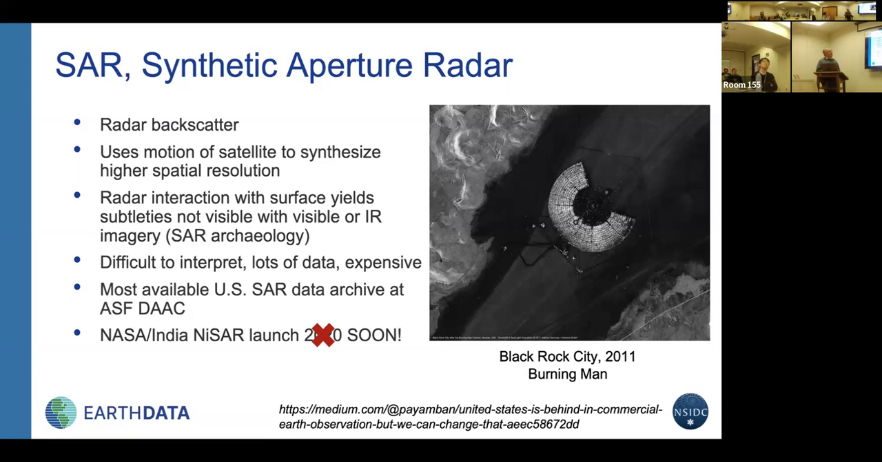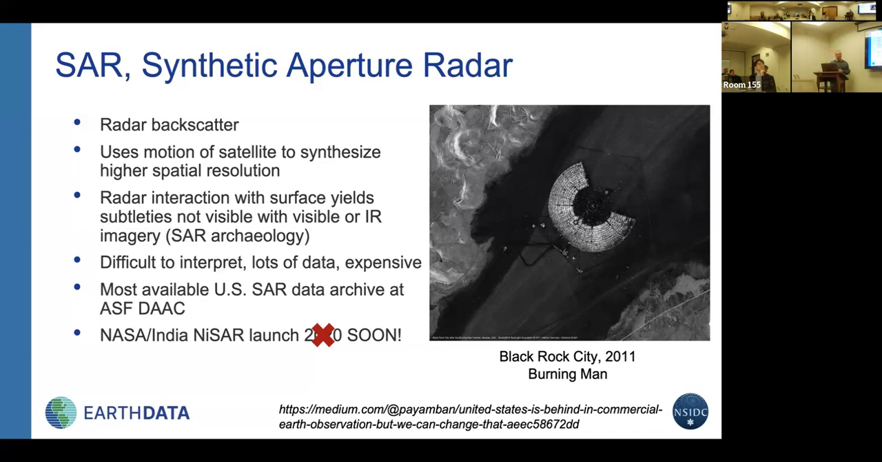There's an example of Black Rock City, the Burning Man, back in 2011. But it's been used a lot for archaeology. It can penetrate vegetation a lot of times, and you can see features that you don't see if you're on the ground, or on a plane just looking down, or using a visible imager. But with SAR, certain things can pop up, like ruins that have been covered up and that have a unique radar signature that doesn't show up in other wavelengths. So that's kind of cool.